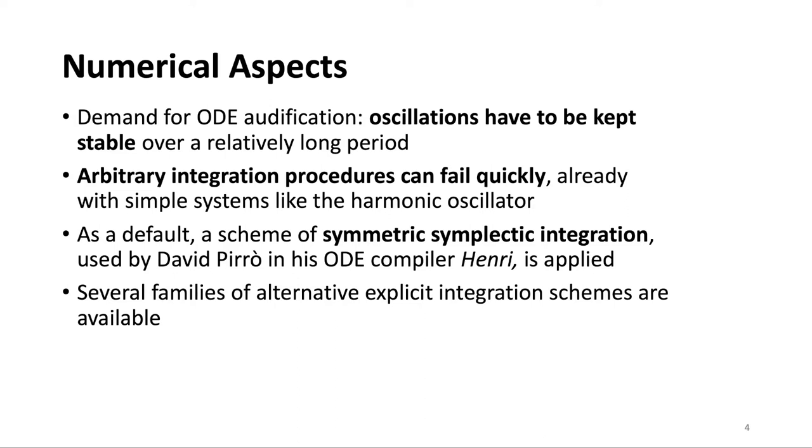Numerical aspects are crucial in ODE audifications, as oscillations must be kept stable over a relatively long period. In this regard, arbitrary integration procedures, which might work fine outside the area of digital audio, can fail quickly already with simple systems like the harmonic oscillator. As a default, FBn ODE uses a symmetric symplectic integration scheme, which has proven to be reliable in many use cases. It allows for decreasing the step size as an option to achieve higher accuracy.